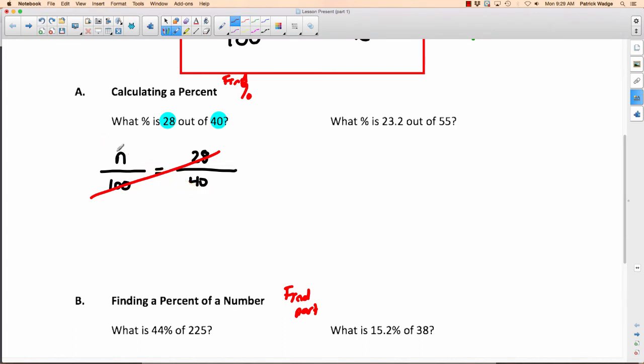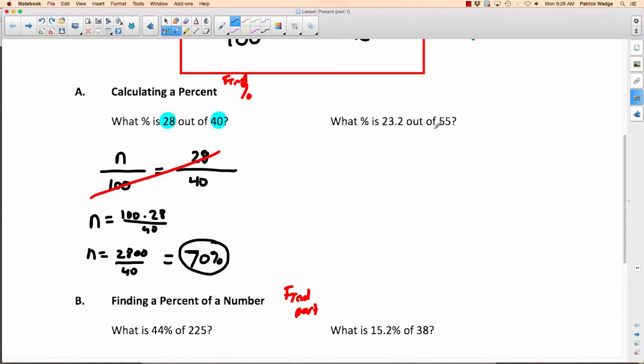So in order to get our N, we're going to multiply 100 times 28, and then we're going to divide that by 40. So 100 times 28 is 2800, and we're dividing that by 40. 2800 divided by 40 is 70%. And we're done.